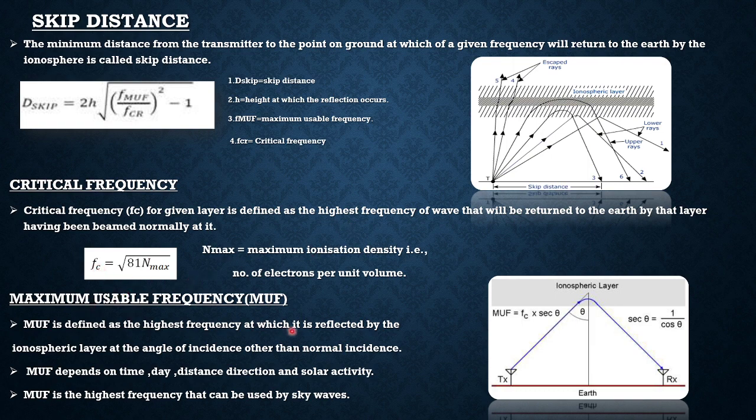Whereas maximum usable frequency, MUF, is defined as the highest frequency at which a wave is reflected by the ionospheric layer at an angle of incidence other than the normal incidence. Its formula is given by f_c into sec theta. Keeping all these values, we can calculate the d skip, the distance after which the electromagnetic waves, radio waves, are reflected through the ionosphere.